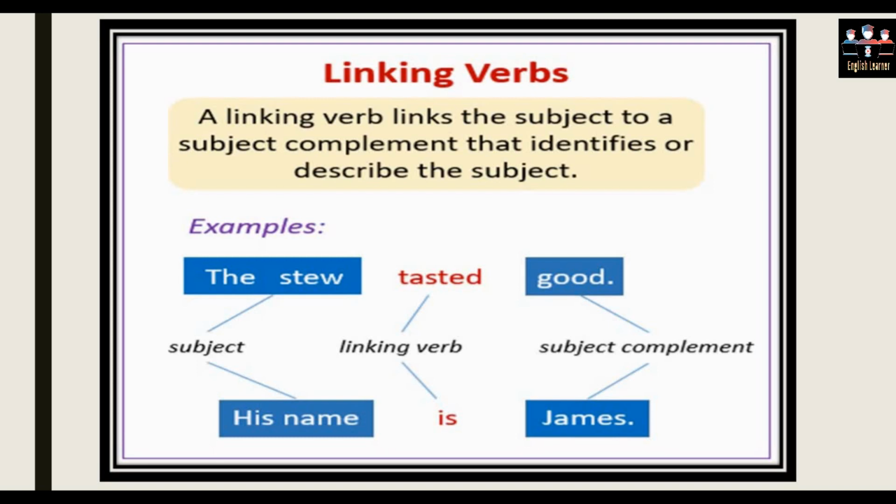They do not indicate any action in a sentence, but they just describe a state of being, a result, or one of the 5 senses. So whenever you are going to recognize a linking verb, you are going to consider these 3 points. Number 1, state of being. Number 2, a result. Number 3, one of the 5 senses.